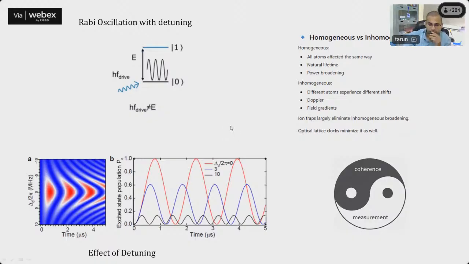So we saw that the effect of detuning is there. The effect of detuning will also reduce your precision, how precisely you can measure the oscillation frequency over here. So we need to know the effect of detuning very precisely.